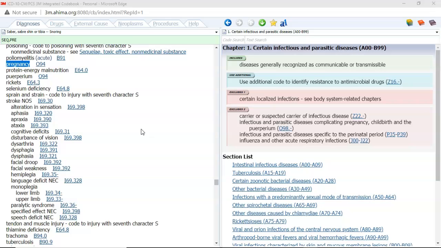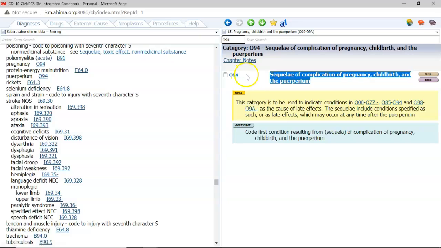This is a continuation of the lectures for Chapter 22 in your textbook. Please turn to page 543. And we're talking about code O94, which is the sequela of a complication of pregnancy, childbirth, and the puerperium. Now, in the index, if we go to sequela and then pregnancy, you will see that it sends us to this code, O94. It's a 3-digit code.